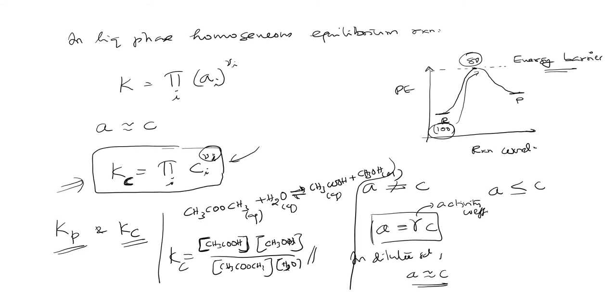So I have given some basic ideas about the equilibrium constant. We can represent the equilibrium constant in terms of concentration, and we can also represent it in terms of partial pressure. If you have a gas-based reaction, then it is better to use Kp rather than Kc.